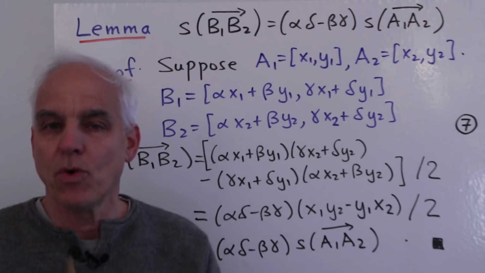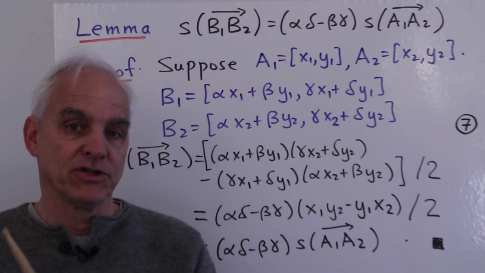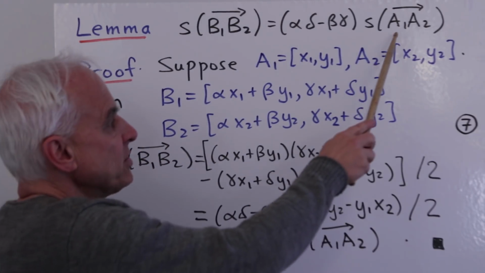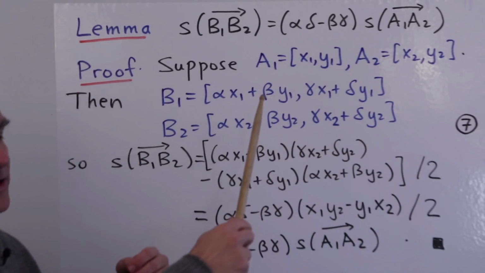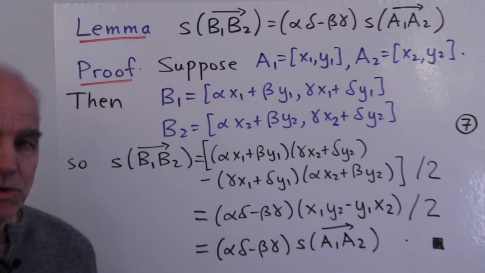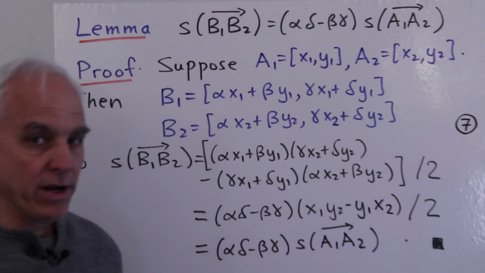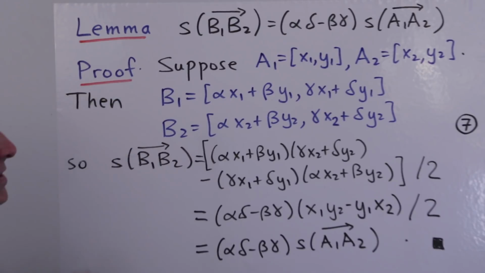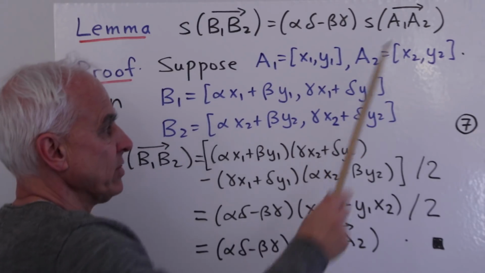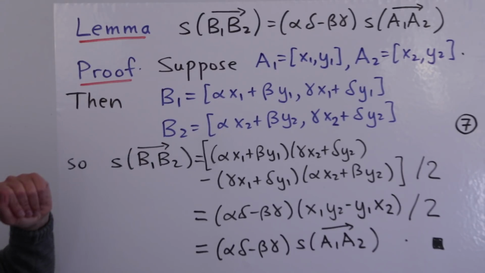All right, so to prove this, we're going to, as we did in the other theorem, look at the special case of just having 2 points to start with. So this little lemma, the same theorem really, just in the case when we have 2 points, A1, A2, we apply the transformation T to get points B1, B2, and then the claim is that the signed area of the oriented edge B1, B2 is alpha delta minus beta gamma times the signed area of A1, A2. And to prove it, we set up coordinates. There's A1 and A2. A1 is (x1, y1), and A2 is (x2, y2). And here are then the corresponding points B1 and B2.